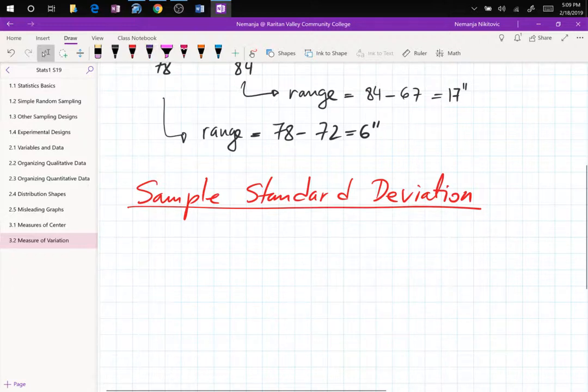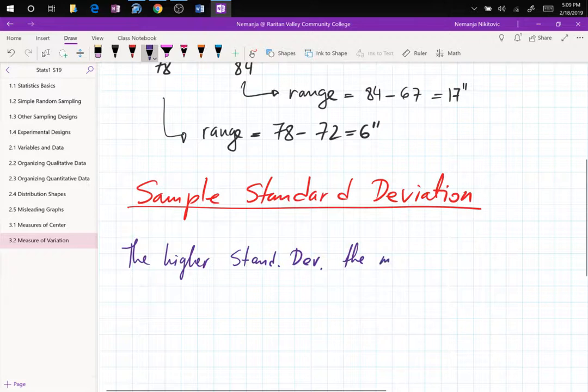So let's write that first. The higher the standard deviation, the more variation. And then the opposite, obviously, the less standard deviation, the less variation.